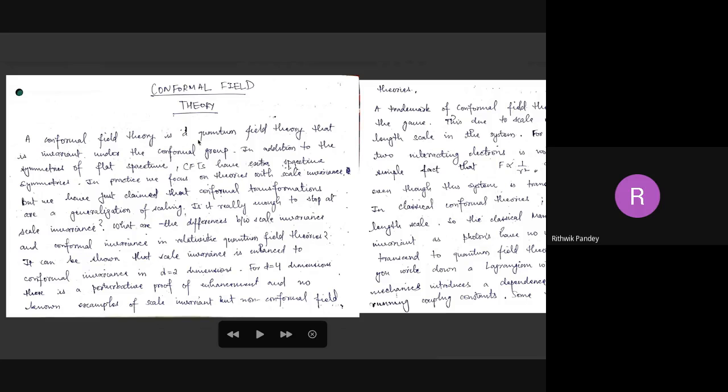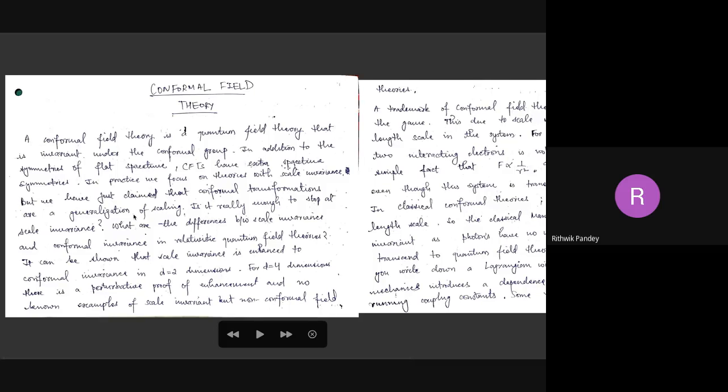A conformal field theory is a quantum field theory that is invariant under the conformal group. So in addition to the symmetries of flat spacetime, conformal field theories have extra spacetime symmetries that we have just discussed. In practice, we will focus on theories with scale invariance, but that should seem odd because we have just claimed that conformal transformations are a generalization of scaling in some sense. So to say a theory is conformally invariant by just saying that it is scale invariant is, basically, wrong.